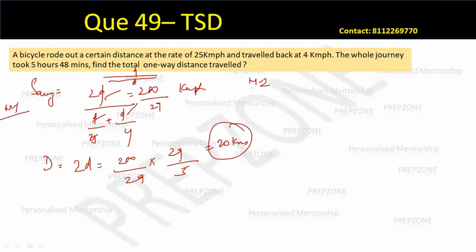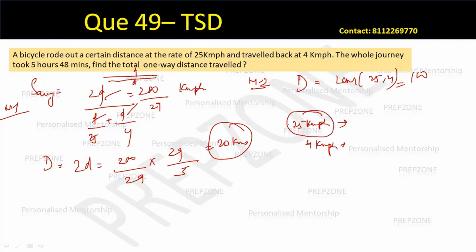Method 2 could be a faster method. Assume distance, like, one way distance to be the LCM of the speed. So LCM of speed 25, 4 will be 100, which means पहला वाला जो डिस्टेंस है जो 25 किलोमीटर पर आवर है, कितना टाइम लगेगा बताओ? How much time will be taken at this speed? 4 hours. And here it will be 25 hours, which means total duration कितना हो गया?